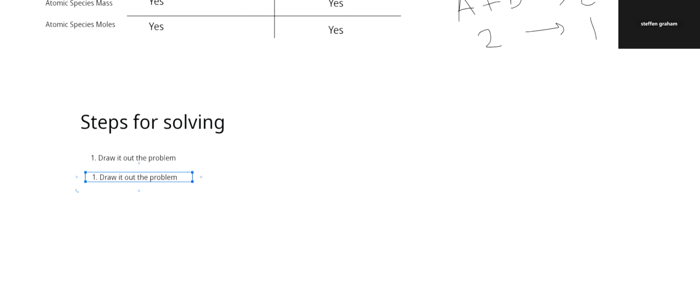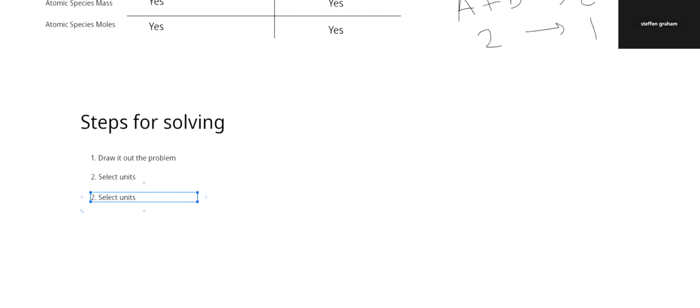Next, we will have select your units. You might get some problems where some things are given to you in kilograms, others in grams, maybe some in moles, some in just different units, hours, mass per hour, mass per minute. Standardizing everything always helps. It's a pretty minor thing, but it certainly helps.